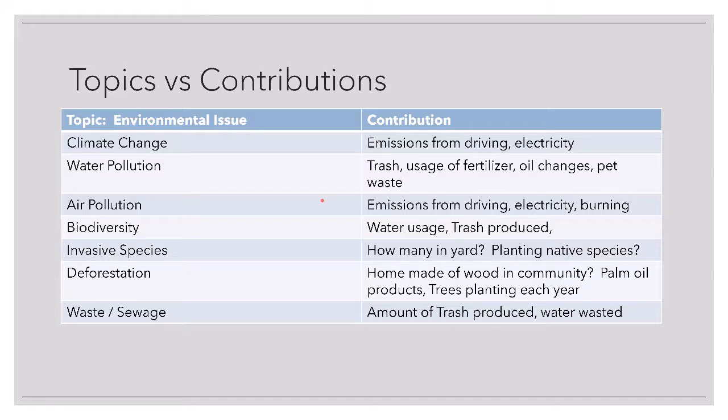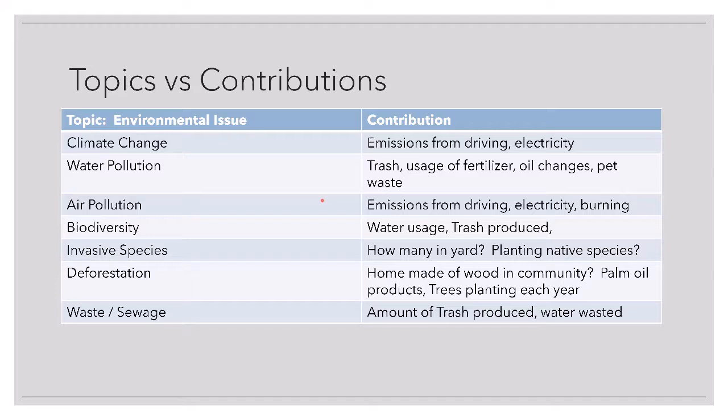and that decreases the biodiversity of the area because it now can no longer support that ecosystem properly. If you chose invasive species, you would want to see how many invasive species are actually in your yard. Are you planting native species to counteract this? Your contribution could be, I'm not helping this situation because I haven't planted any native species. So that could be how you're impacting that.